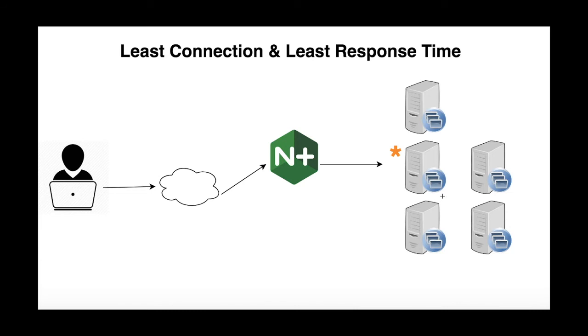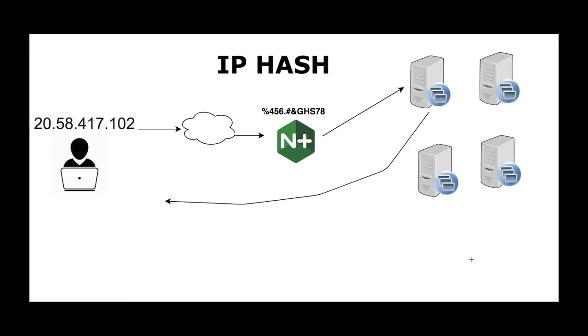And the least response time method is similar to that, in that it directs traffic to servers with the fewest active connections and the lowest average response time, which basically means, if this server here has fewer active connections and a lower response time, send it here. That's really just a minute difference.